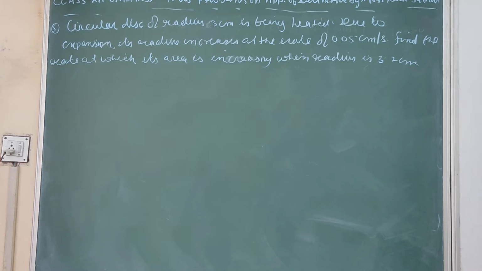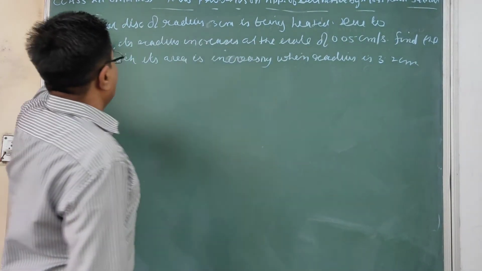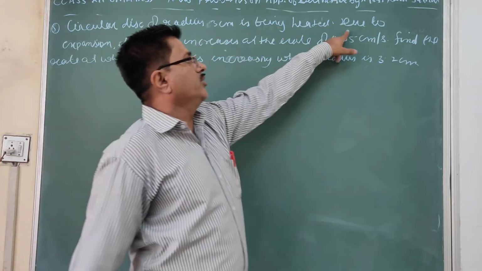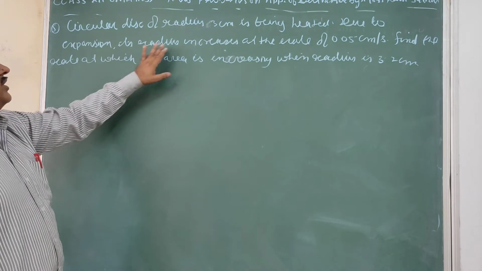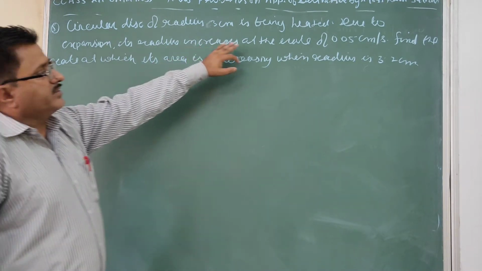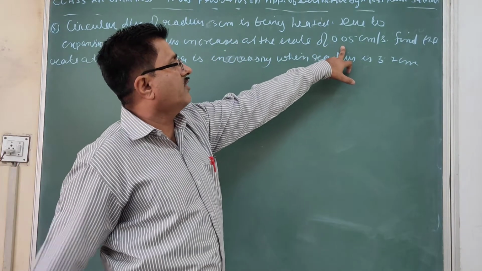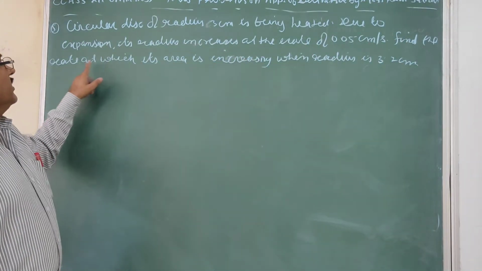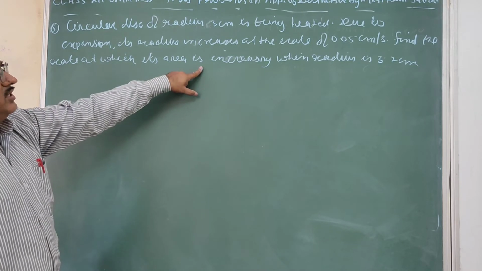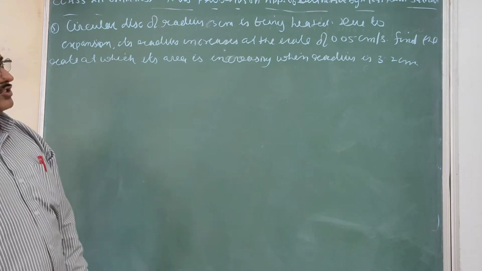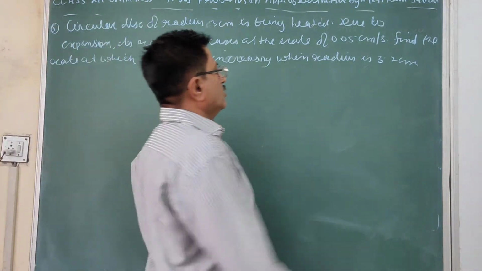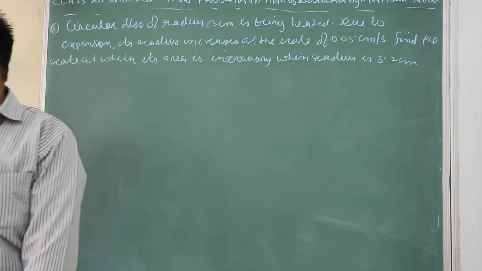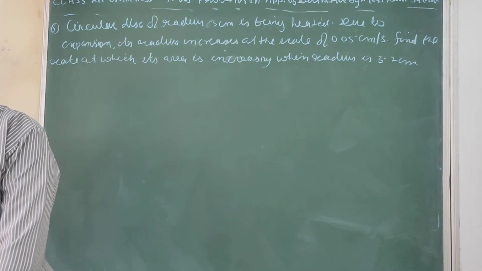So here the problem says a circular disc of radius 3 cm is being heated, and due to expansion its radius is increasing at the rate of 0.05 cm per second. Find the rate at which its area is increasing when the radius is 3.2 cm. So here we have to take the radius as r and area as A.